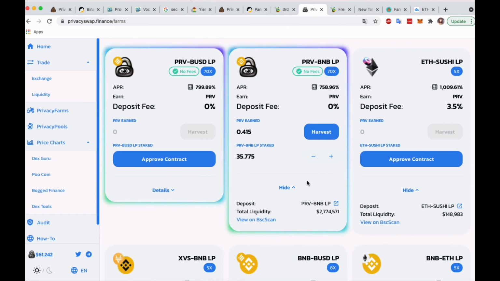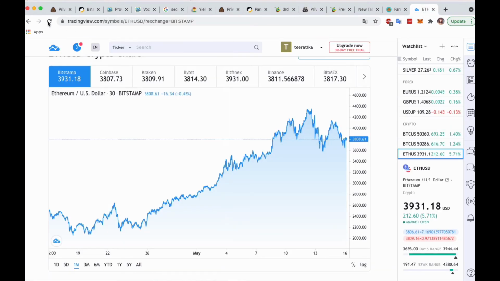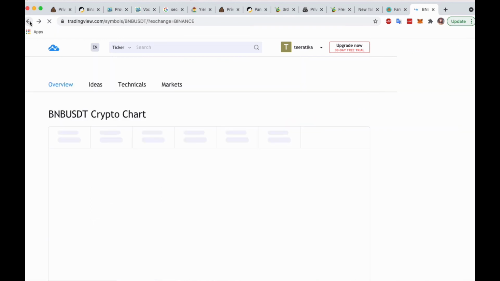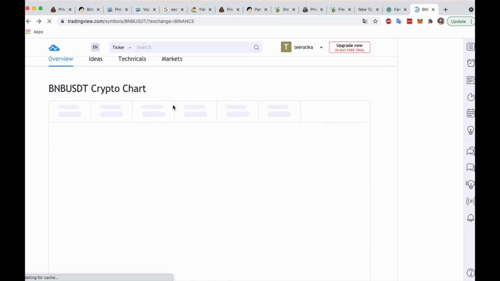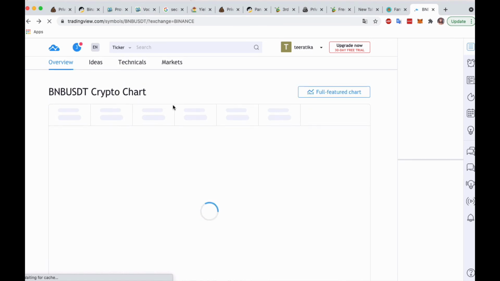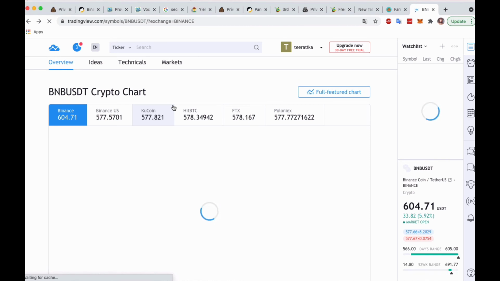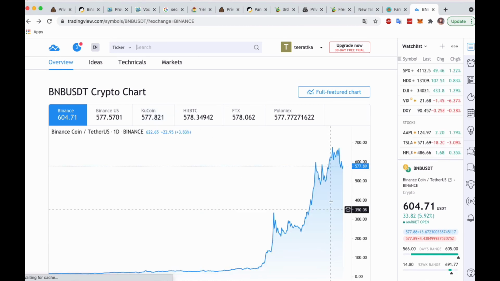Now, let's talk about within the native farms. At what point is BUSD a better prospect than BNB? Well, if you're looking at the charts, earlier I was running you through the BNB USD chart as well as the Ethereum chart. But now let's talk about the BNB chart.